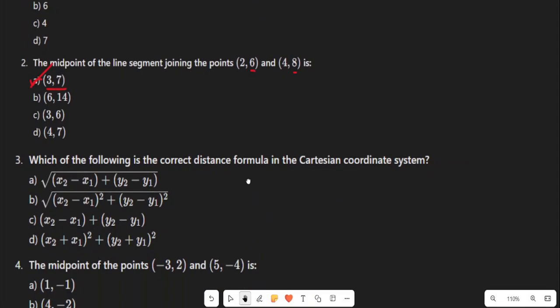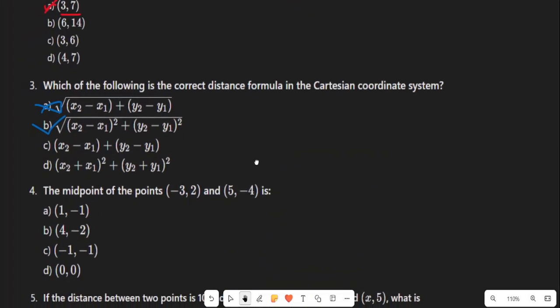Which of the following is the correct distance formula in Cartesian coordinate system? It will need only 2 seconds. There is x2 minus x1 plus, there are no whole squares, so it is incorrect. Then x2 minus x1 whole square plus y2 minus y1 whole square, it is the correct formula. Then C, there is square but no root. So that is incorrect.